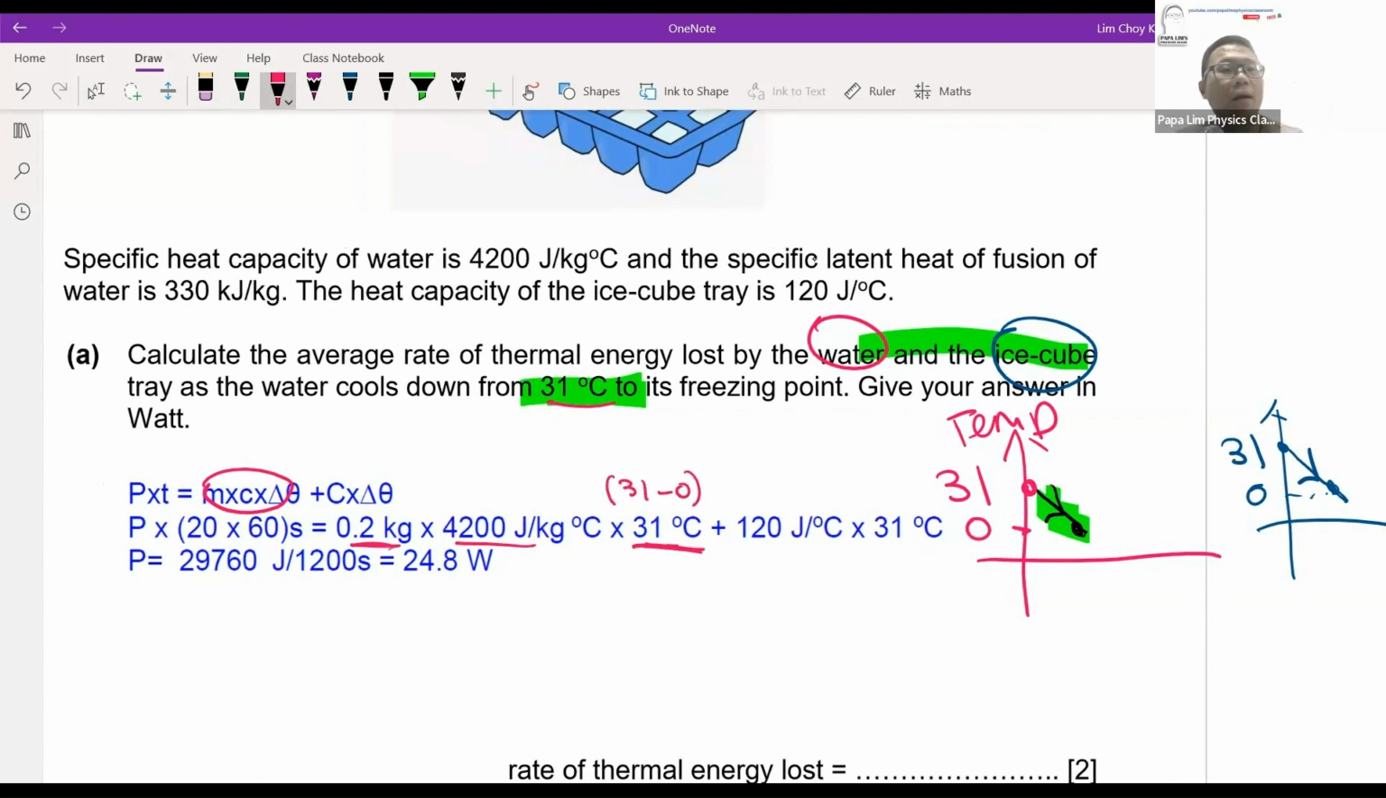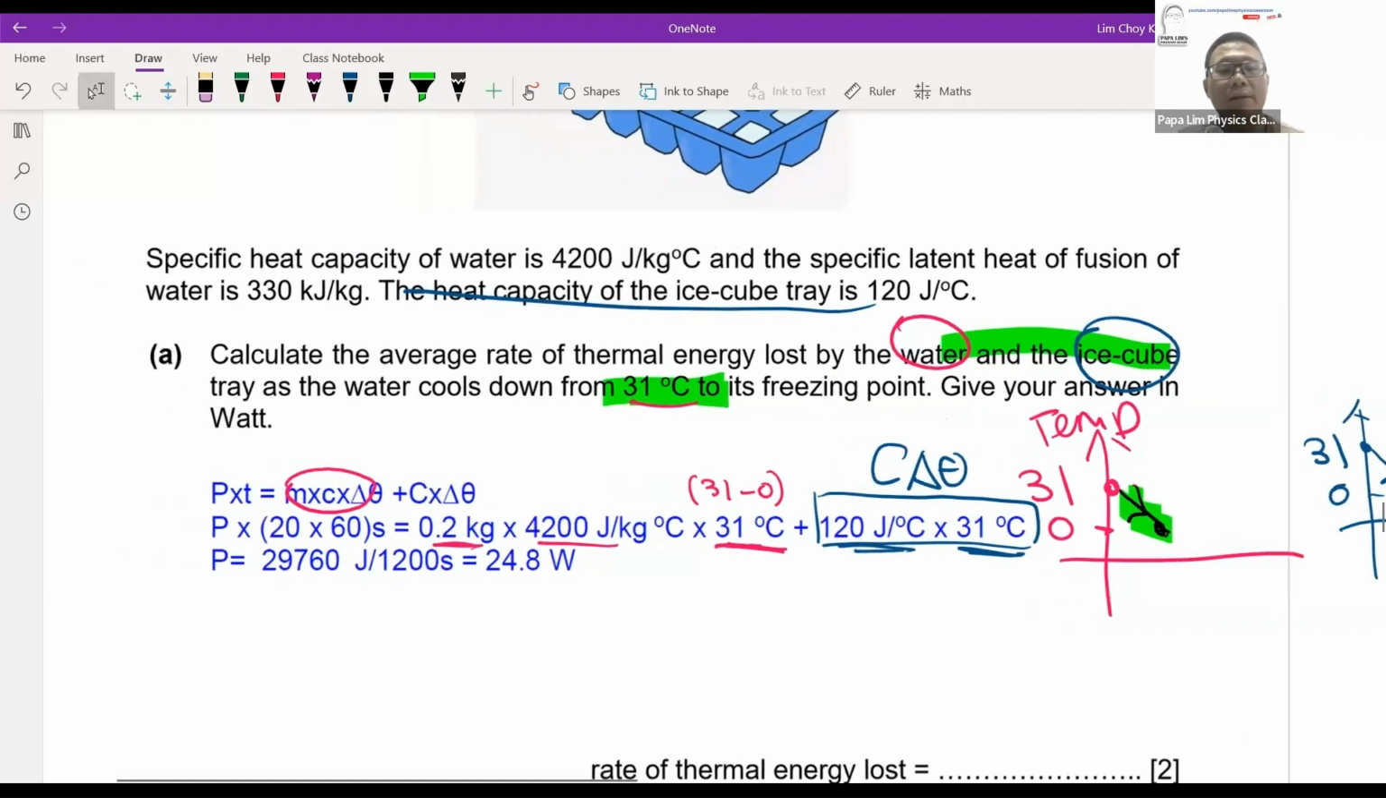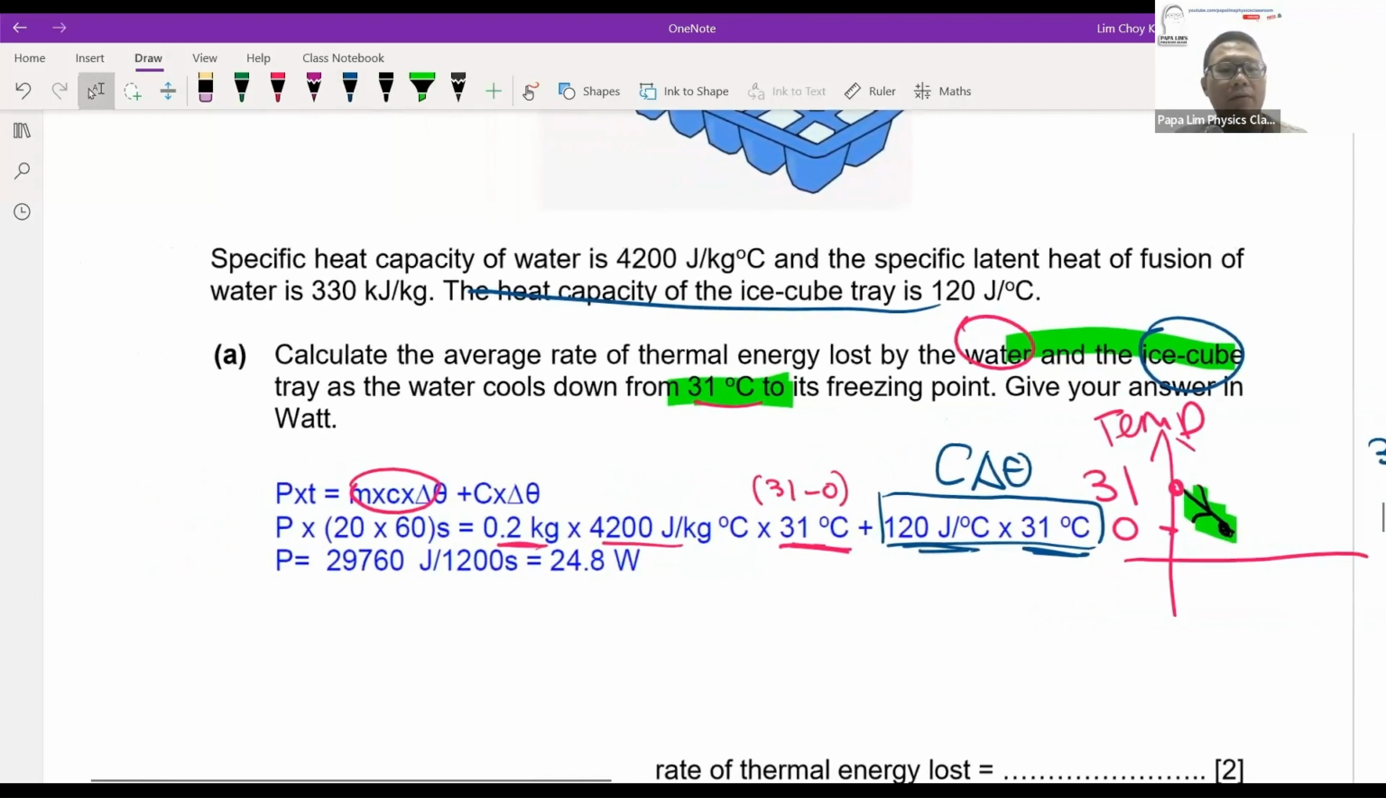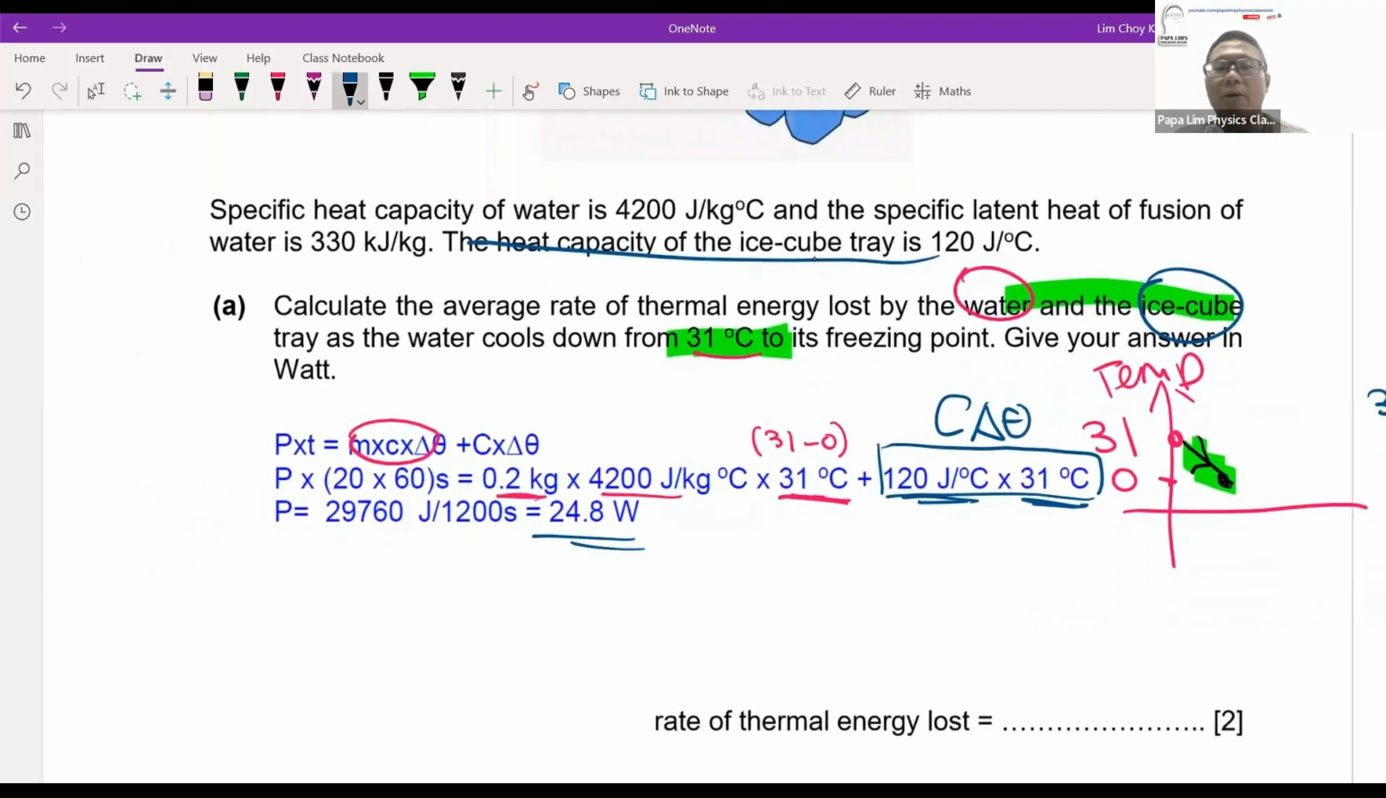This is for water. Now for the ice cube tray, you can use mc delta theta, but the information given to us is in terms of heat capacity. So the formula that we're looking for will be heat capacity C delta theta. The change in temperature is from 31 degrees Celsius to 0 degrees Celsius. Once you put in your values, you will arrive at the answer of 224.8 watts here.